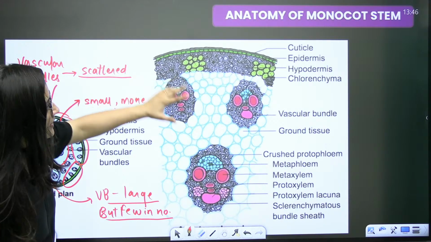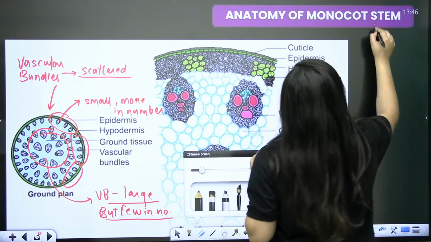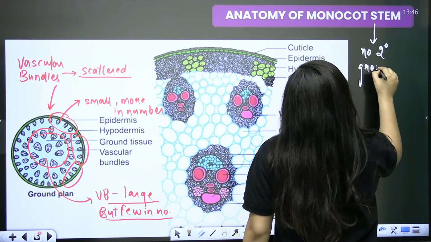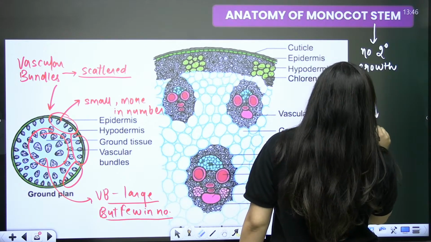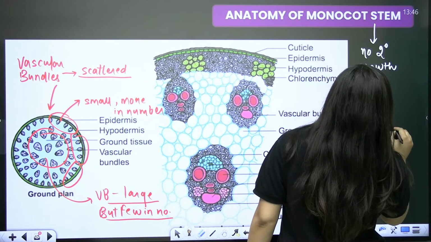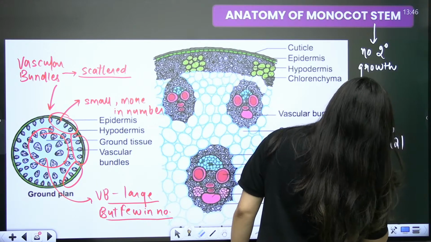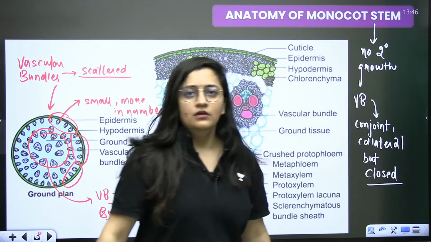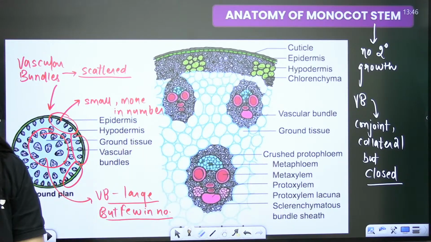And moreover, when you look at the monocot stem, bache, because it is a monocot stem, you know that there is no secondary growth. So your vascular bundles, no doubt, will be conjoined and collateral, but the closed type of vascular bundle will be there. So there will be no cambium there.